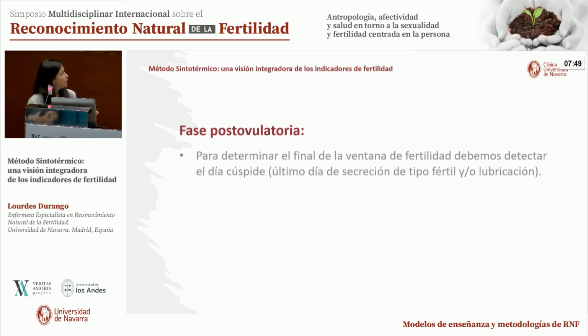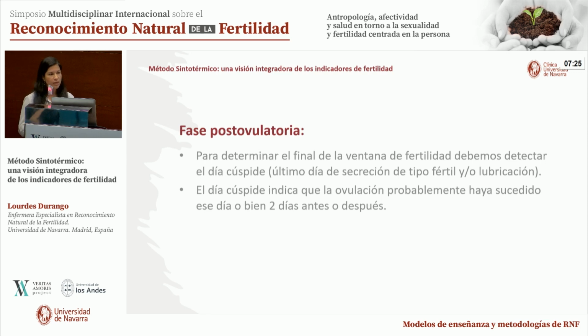In the post-ovulatory phase, what we do is determine the end of the fertility window, detecting the peak day, as they say in Chile. The peak day is the last day of secretion of fertile type and or lubrication. This day will be detected the next day when we stop having fertile mucus and we stop having lubrication. That peak day tells us that the ovulation probably has taken place that day or even 2 days before or 2 days later after that peak day.